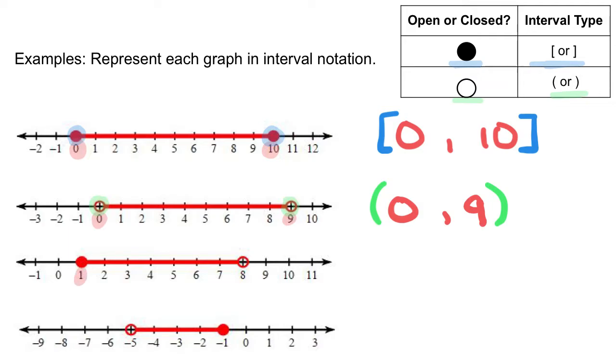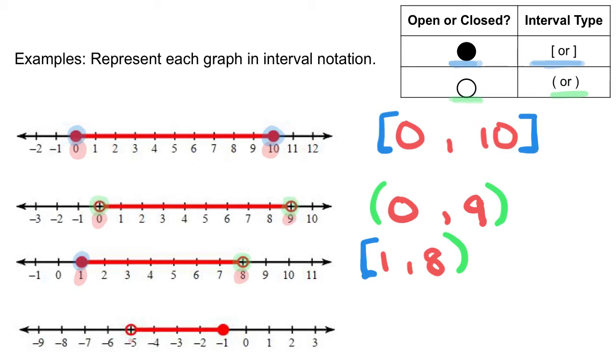For the next example, it ranges from 1 to 8. So I'm going to write my two numbers as 1 comma 8, and then I'm going to write my bracket types. So the first one, I have a closed circle indicating it includes 1, and when I have the closed circle, I use a bracket. So I'll put a bracket around 1, and then for the other side, I have an open circle at 8. When I have the open circle, so it doesn't include the number, I use parentheses. So I put a parentheses around 8.